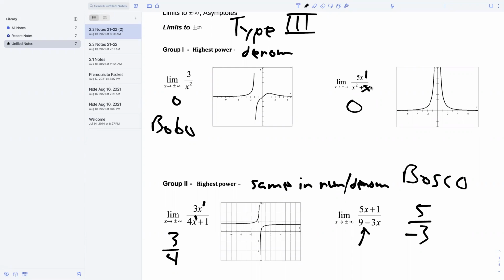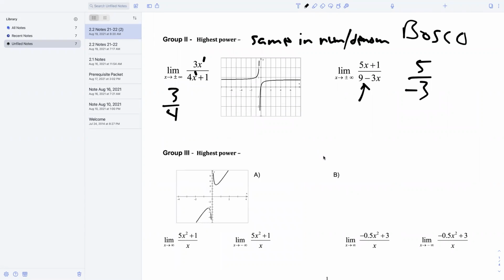So if it's bigger on the bottom, it's going to 0. If both of them are the same, then we look at the coefficients. And if the highest power is in the top, on the numerator, then what? Well, it has to be one of two things. It's either going to positive infinity or negative infinity.